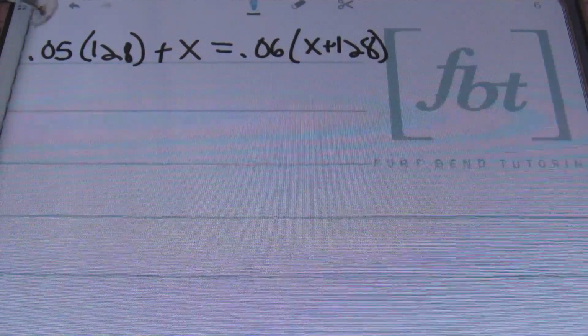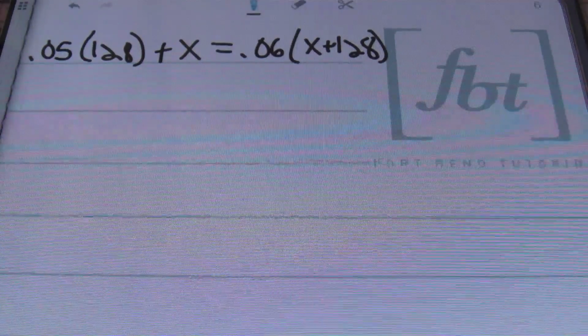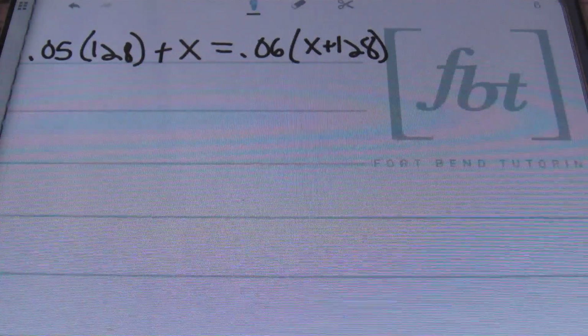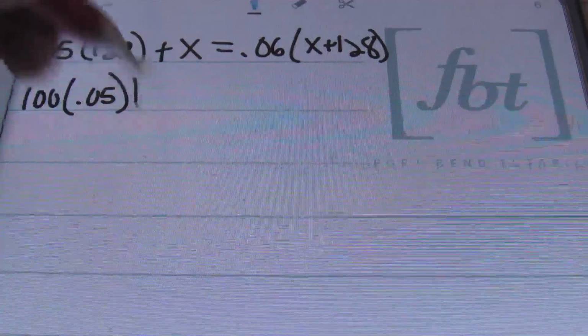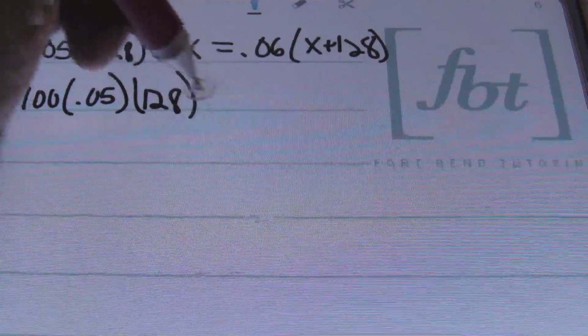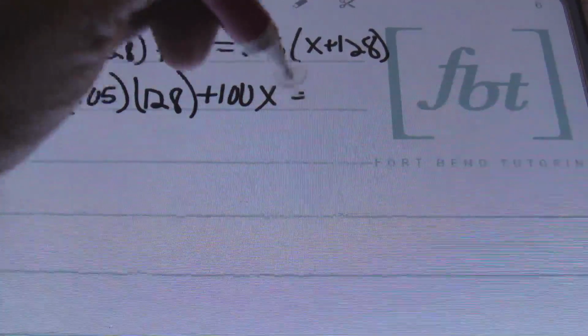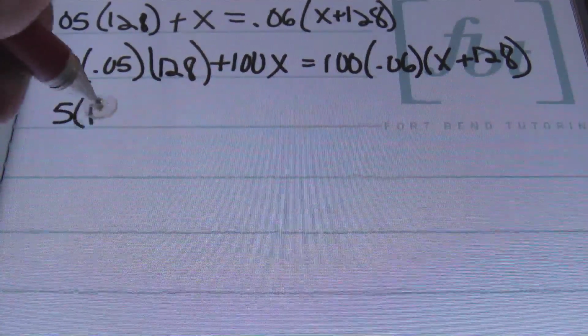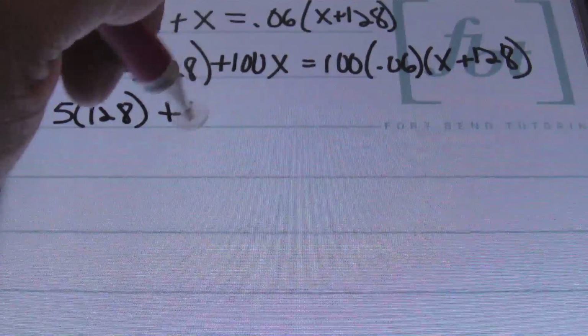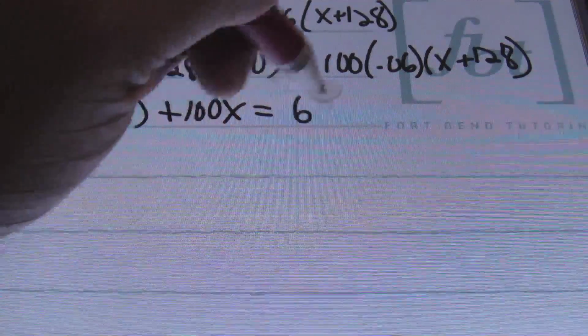Solving my equation, I don't want to deal with these decimals here, so I will definitely be multiplying each and every term by my smallest place value, which is 100, the hundredths place. So I have 100 times 5/100ths times 128 plus 100 times x equals 100 times 6/100ths times x plus 128. All right, just like that. From there, ladies and gentlemen, multiplying by 100 moves the decimal 2 places to the right. So I'll end up with 5 times 128 plus 100x equals 6 times x plus 128.